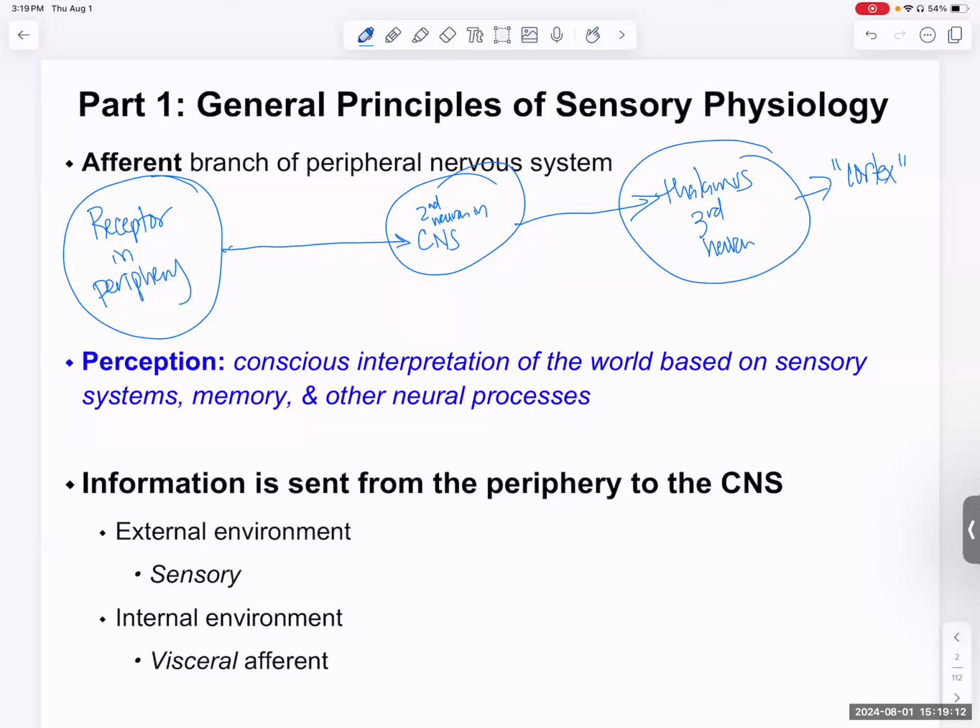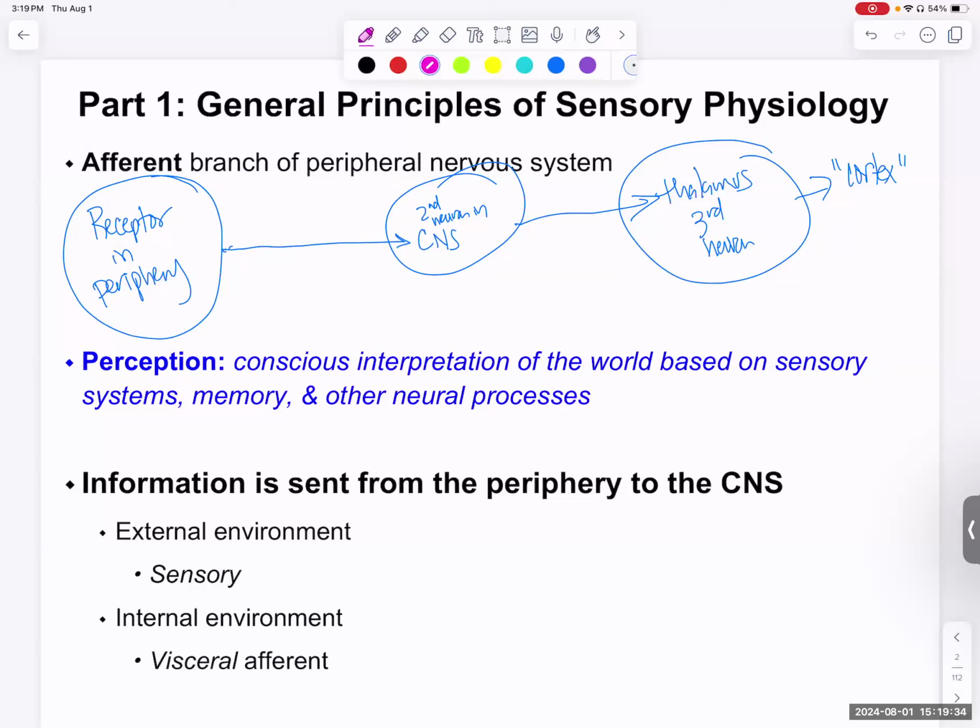Now, in general sensory, that cortex is the somatosensory cortex, which is your postcentral gyrus. If it's coming from the retina of the eye, it could be your visual cortex. Cochlea can be your auditory cortex. So the cortex depends on where this receptor is and what type of receptor.